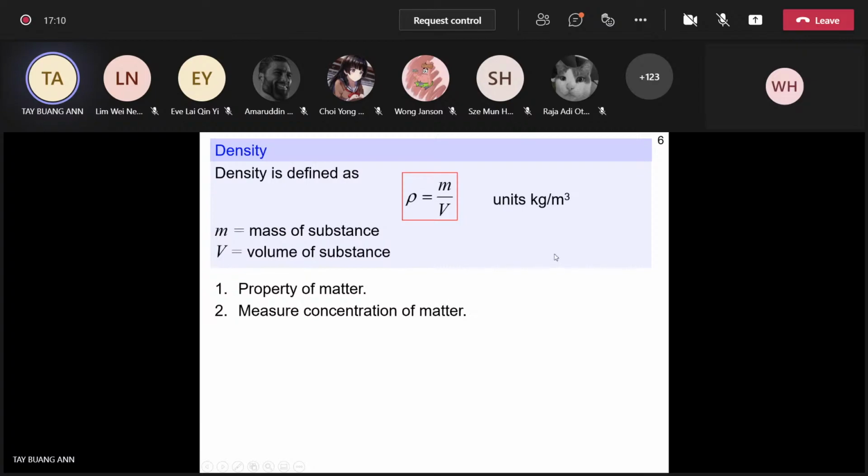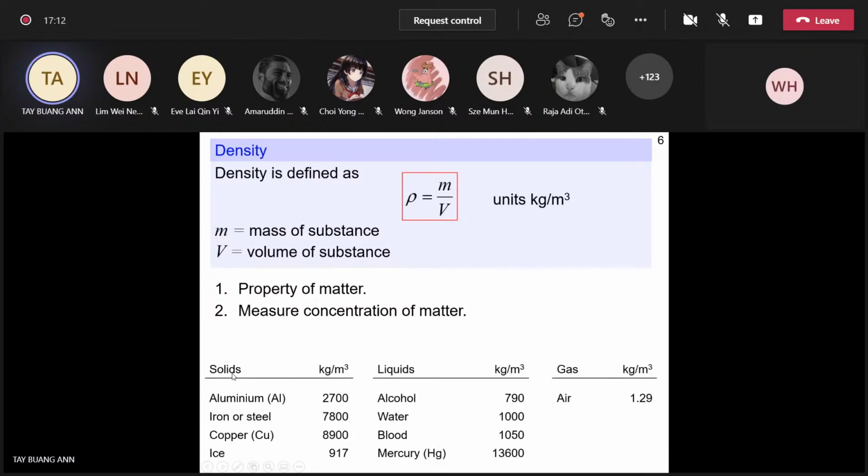And it is a measure of the concentration of matter. And we can compare different kinds of matter. We know we have 3 types: solids, liquids, and gas. If we compare the density, as you can see, for solids usually it is much higher than liquids. And the density of liquids is much higher than gas. Therefore, this shows the concentration of matter inside these 3 kinds of material.